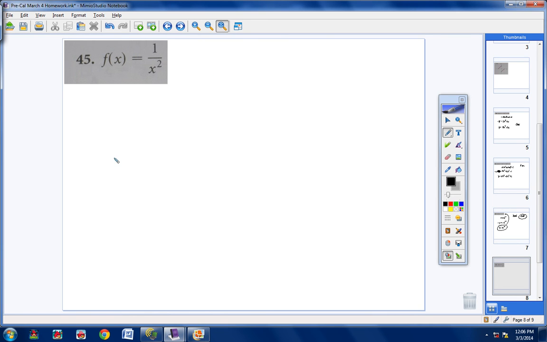Everywhere there's an x, I'm going to substitute a negative x. So I have 1 over negative x to the second power. And of course, when you square a negative x, you really get a positive x squared. Bring down your f of x, and look at that. We do have the original function, so yes, we definitely have an even function. We definitely have y-axis symmetry.